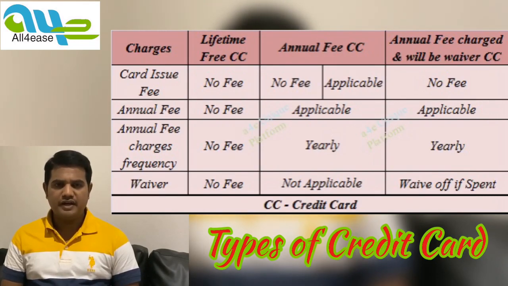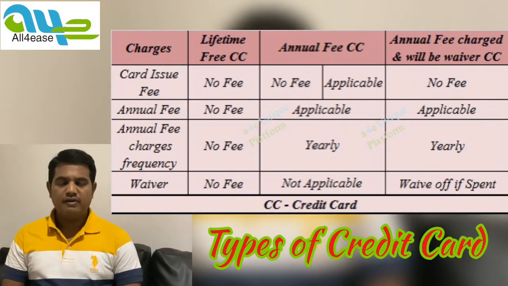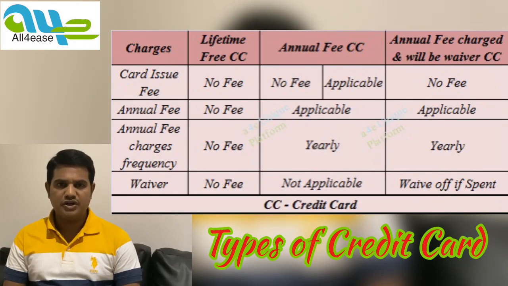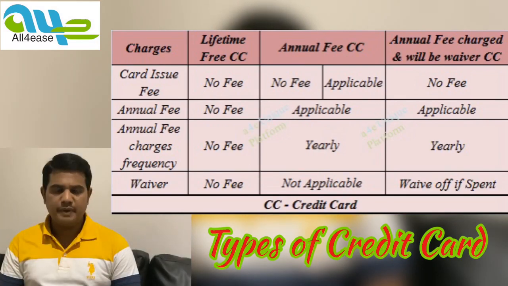Second, annual fee credit card. This card is provided to you with an annual fee charged in the card as maintenance. This will be charged year on year on your credit card bill. Third, annual fee charged and waived off if you spend a particular amount. This card is provided to you with specific terms and conditions stating that a particular amount of annual fee will be charged in your card for maintenance and it will be waived off only if you spend a particular amount in that year. If you do not spend, the annual fee, whatever is charged, is to be paid by you.